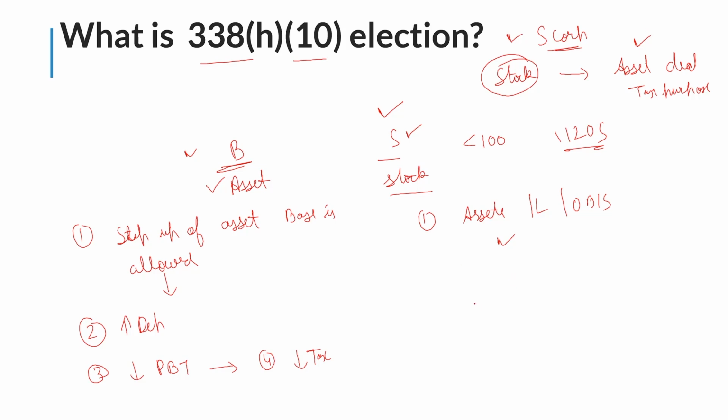Think about it, whether DTL will be created in 338H10 or not. And the answer is no, because the assets have already increased in value. Therefore, this is happening in your books of accounts, and along with this it is happening in your tax books also. So if in both the books the depreciation amount is the same, no DTL will be created, right? So 338H10 is the best of both worlds.